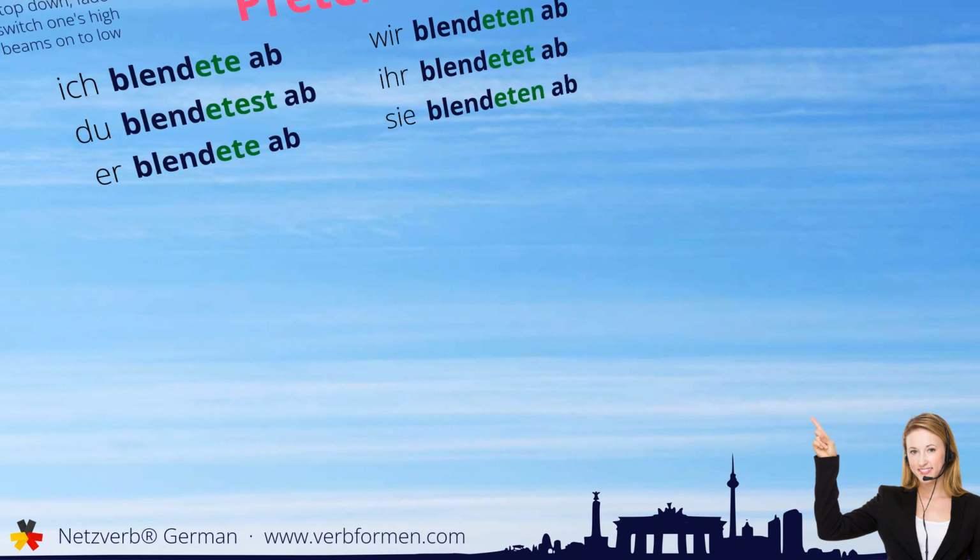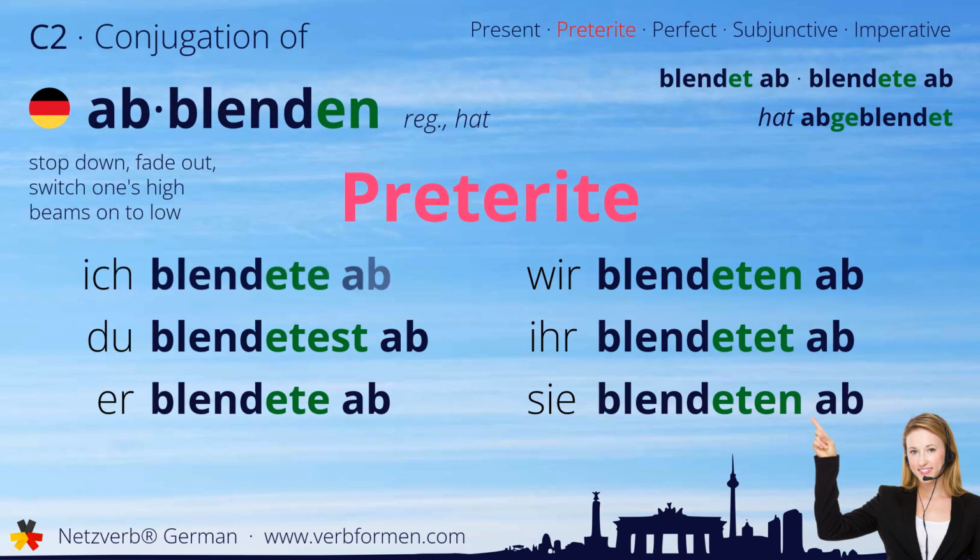Next up is the preterite. Ich blendete ab. Du blendetest ab. Er blendete ab. Wir blendeten ab. Ihr blendetet ab. Sie blendeten ab.